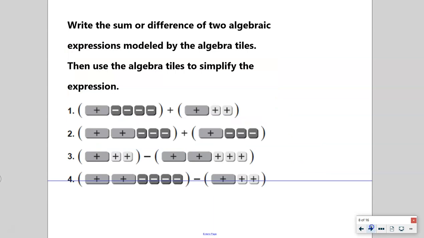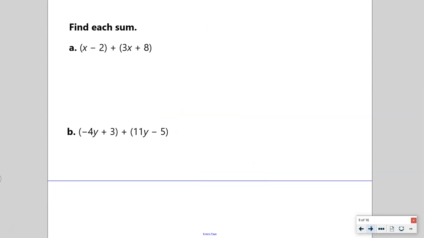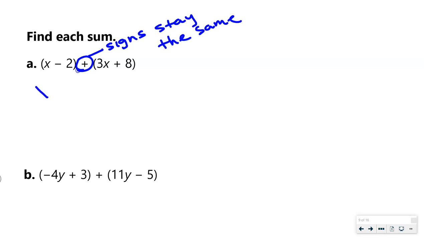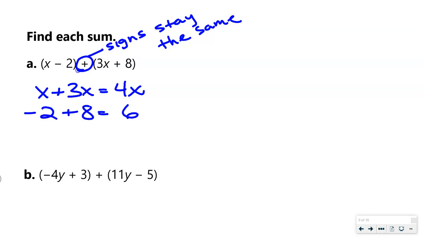All right. I think we're going to skip this page, but we're going to go right to these examples right here. I'll make the screen a little bit bigger. So again, when it's the addition sign, signs stay the same. All right. So we have x plus 3x equals 4x. We have negative 2 plus 8 equals positive 6. Together, written as an expression, 4x plus 6.